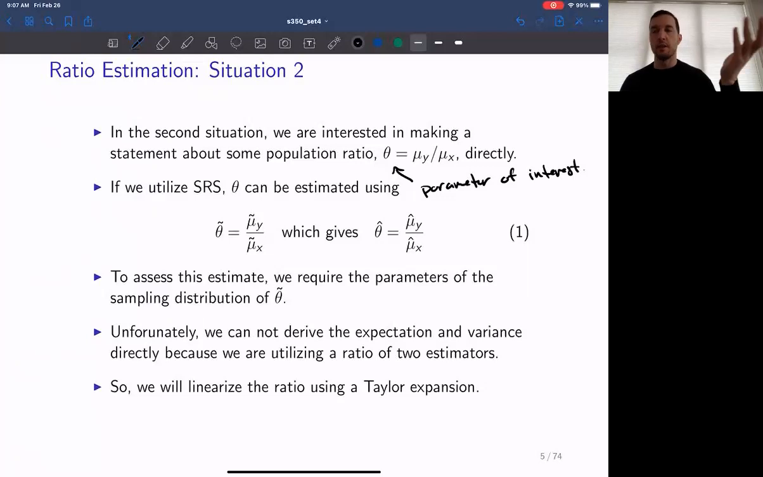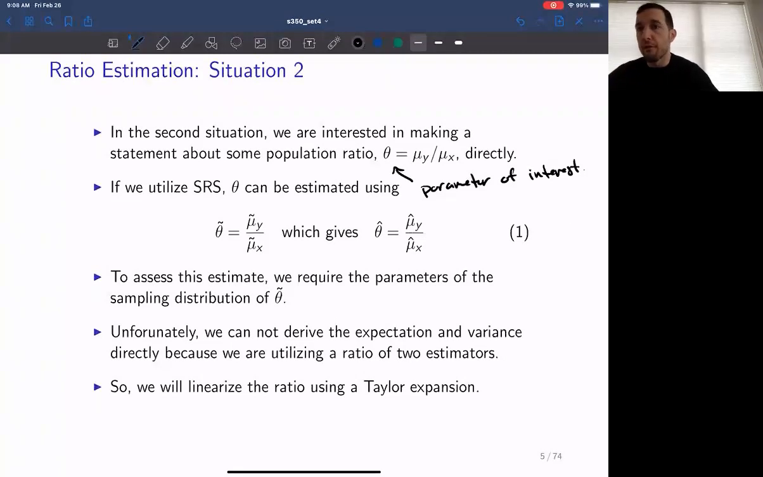So if we have a population of size capital N, we collect a simple random sample of size little n. If in that sample we are able to collect a measurement of y and x, we can then estimate the population ratio by taking the ratio of the mean of the variable of interest over the mean of the auxiliary variable. So we define our estimate of the ratio theta to be mu hat y divided by mu hat x, and the estimator for theta, of course, would be theta tilde, which is equal to mu tilde y over mu tilde x. All right, so to utilize this estimate, we have to, of course, know its properties.